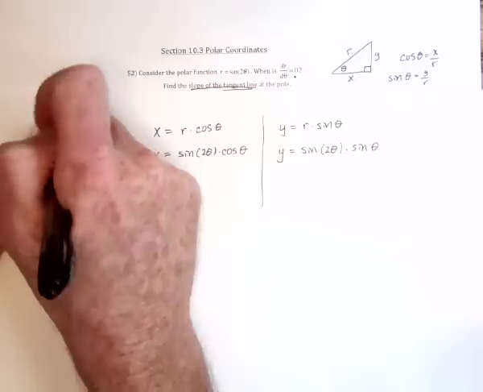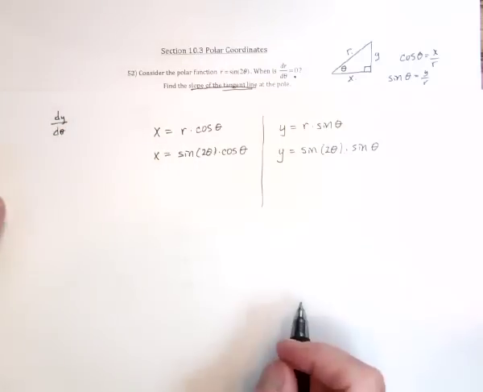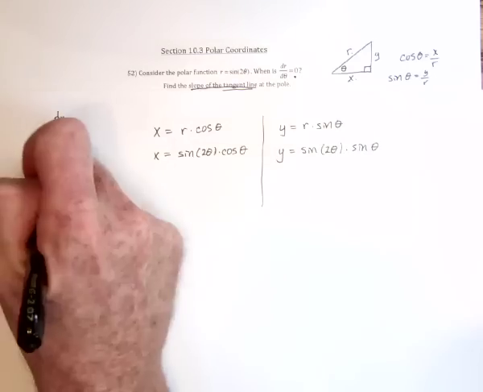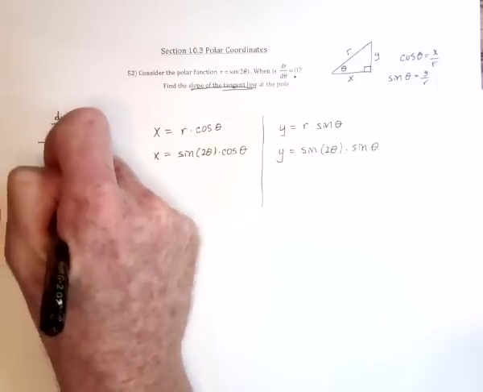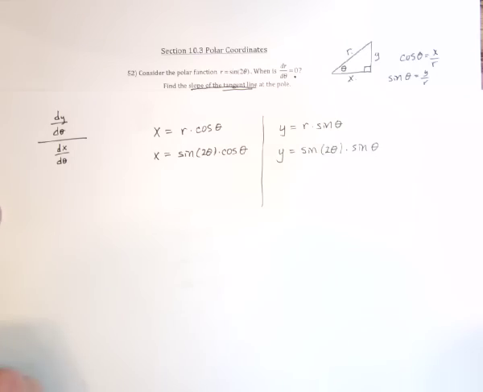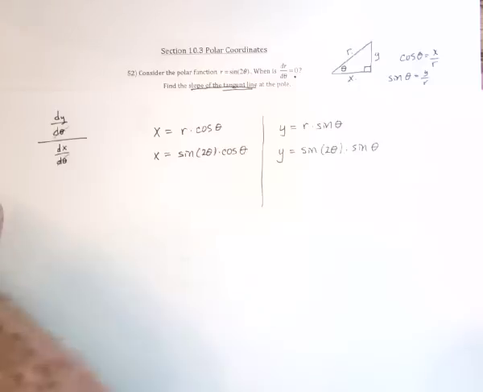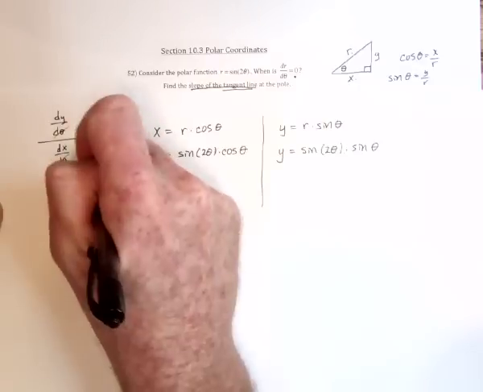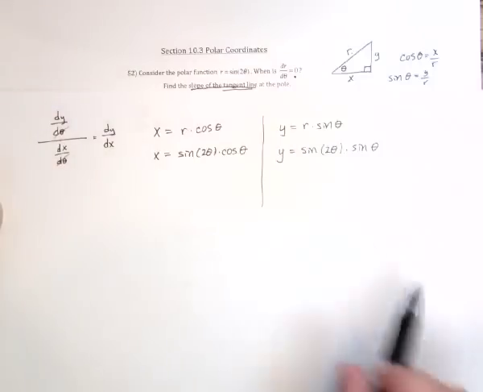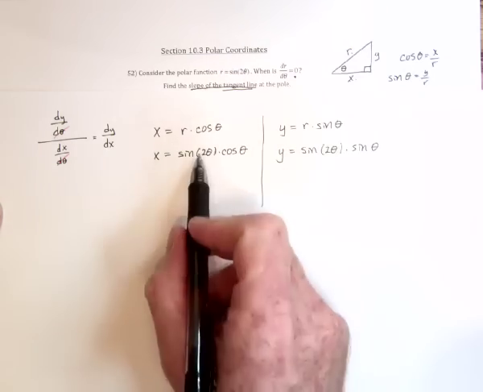Now we have x as a function of theta and y as a function of theta. So we would then be able to find dy d theta, take the derivative, use the product rule. We'd also be able to find dx d theta. And then if you divide those, what's going to happen is the d thetas are going to be canceled and you're left with dy dx. So that's how you find the slope of a tangent line when you're dealing with polar functions. So let's go ahead and take the derivatives here.